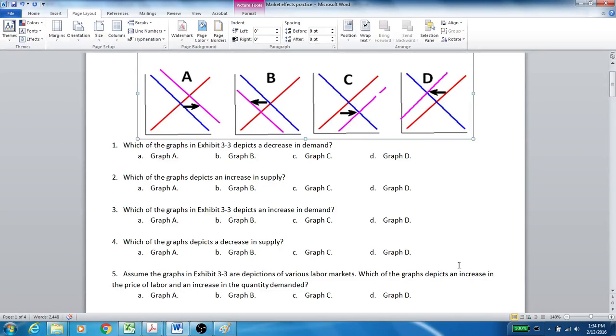Hello, my students. I'd like to help you with this review page. Let's start with number 1. Which of the graphs above depicts a decrease in demand?